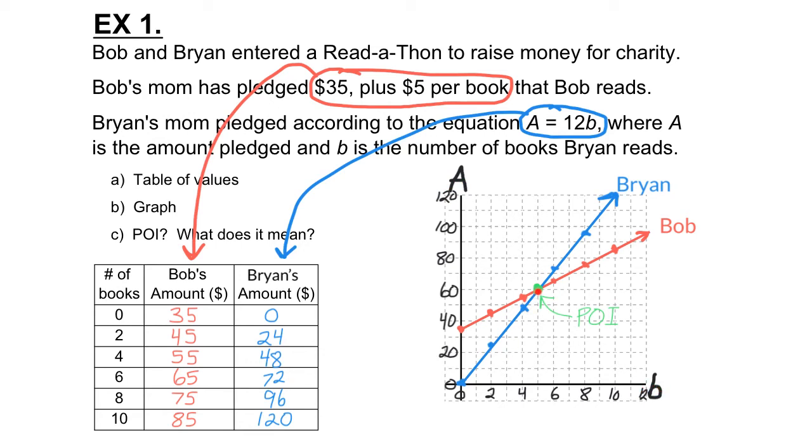So at this point, this would be where they each have read the same number of books and they're raising the same amount of money. So if I look at the coordinates of that point of intersection, my x-coordinate is 5, my y-coordinate is 60, so the coordinates are 5, 60. So what does it mean? Well, when they read 5 books, they raise the same amount of money, $60.